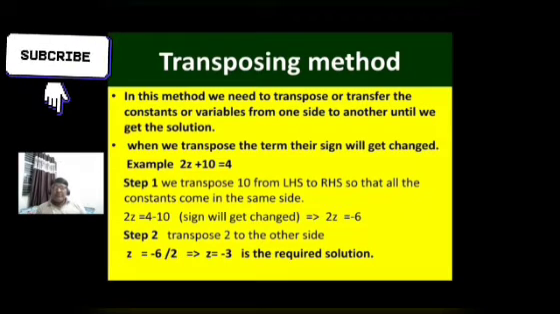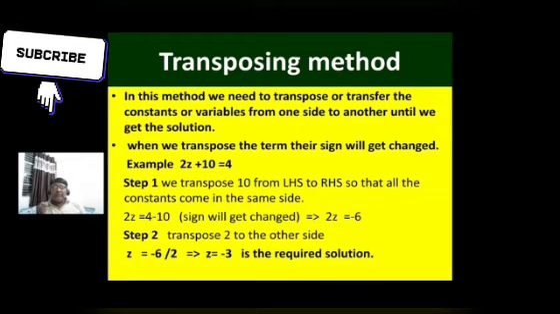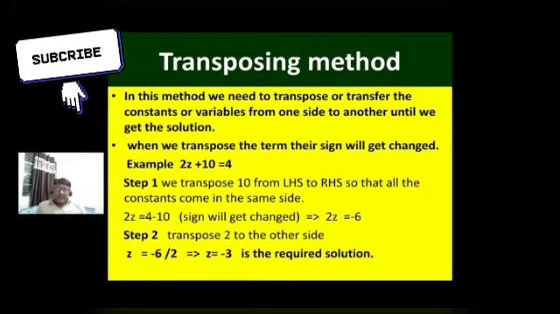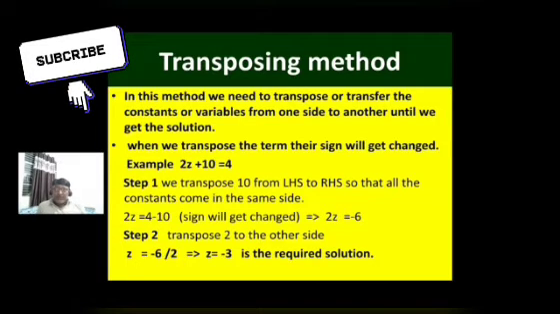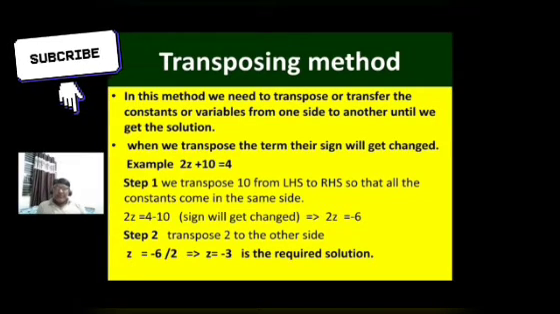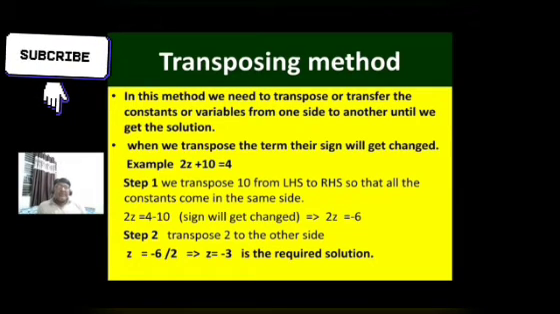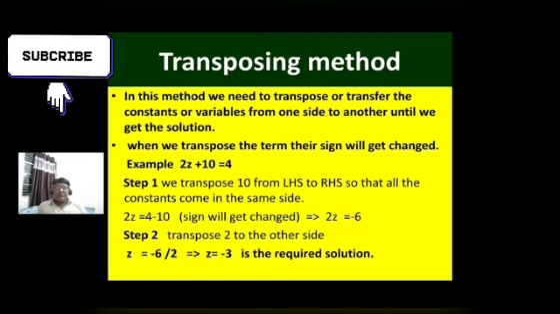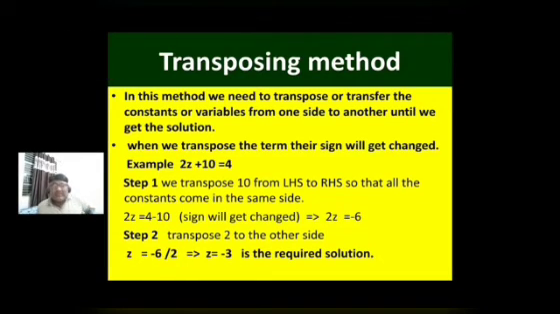Now I want the value of z. So there is a constant term on the LHS, that is 2, and 2 is multiplied to z. So we will transpose 2 from LHS to RHS, and the sign between the constant and variable is multiplication. So if we transpose 2 from LHS to RHS, it will get divided on the other side. So z is equal to minus 6 upon 2, and that is z is equal to minus 3, and z is equal to minus 3 is the required solution.